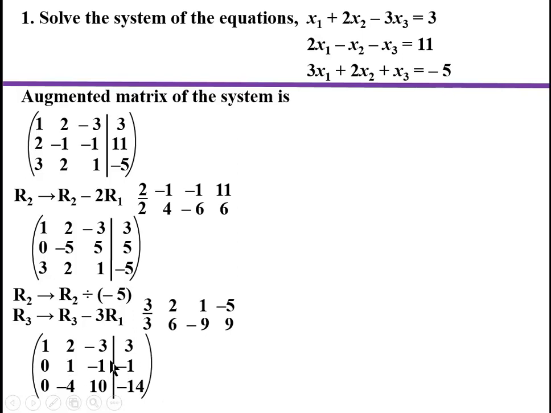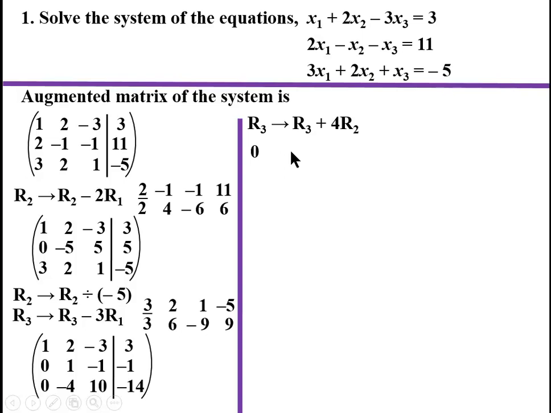So we now have our new matrix again, and here we shall reduce this -4 to 0, carrying out our elementary row operation. We can now have row 3 become row 3 plus 4 row 2, and since this is -4, by the time you multiply row 2 by 4 and add them, this becomes 0. So row 3 is 0, -4, 10, -14.